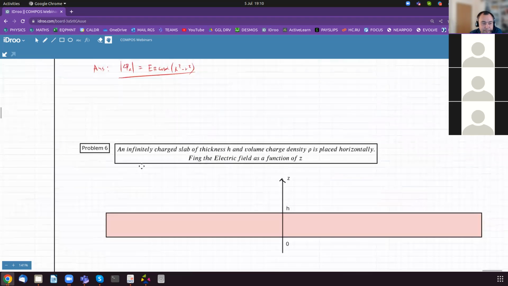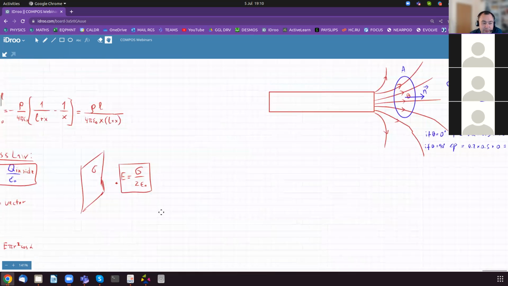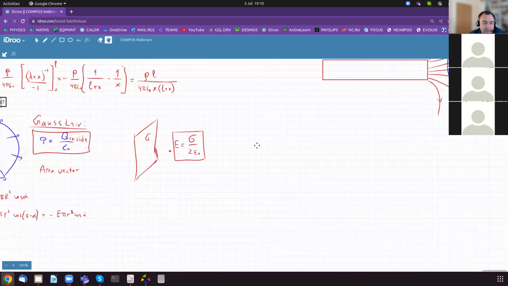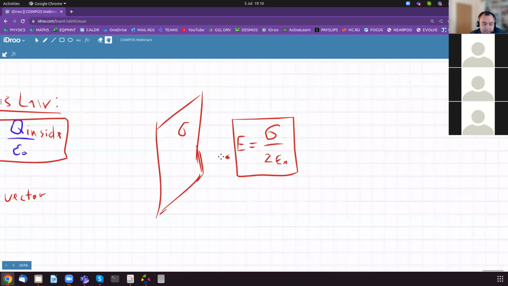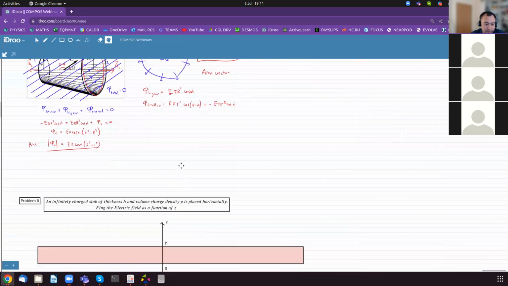Oh, actually, we do need this fact. Let's say you believe everything I say, and when I say that the electric field next to an infinitely charged plate is sigma divided by 2 epsilon 0, we do need to explain what sigma is. So I'm going to take this and put it over here.